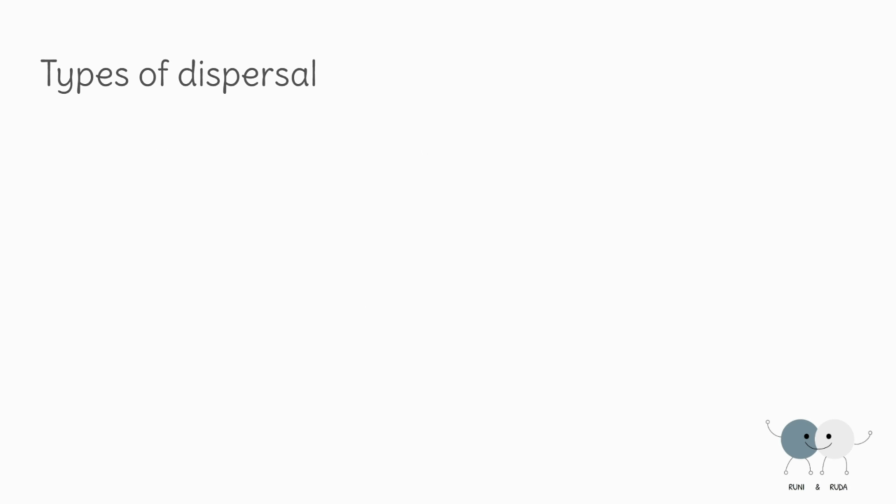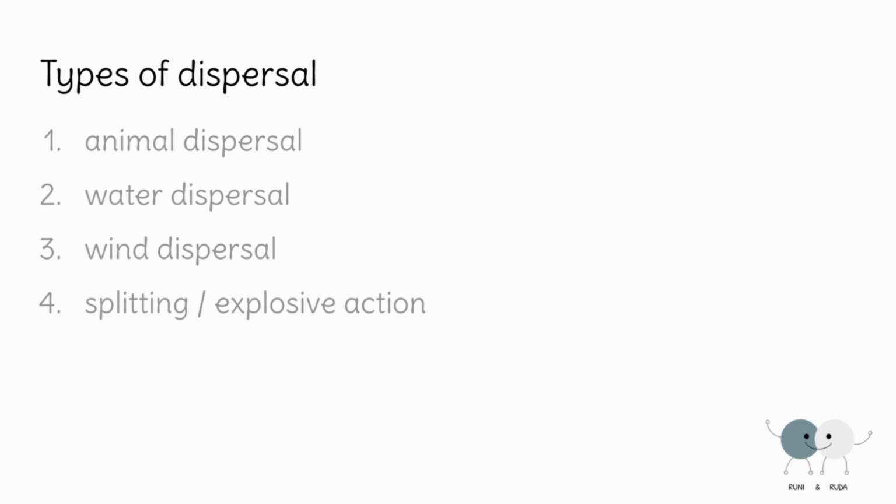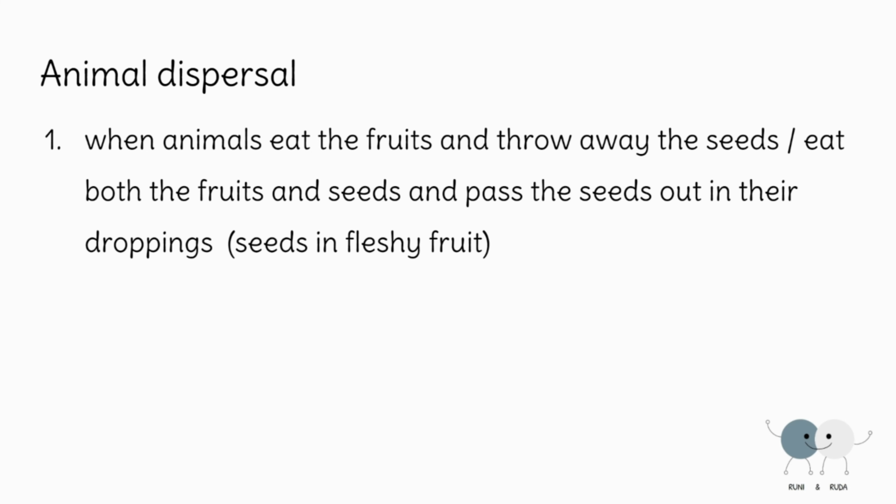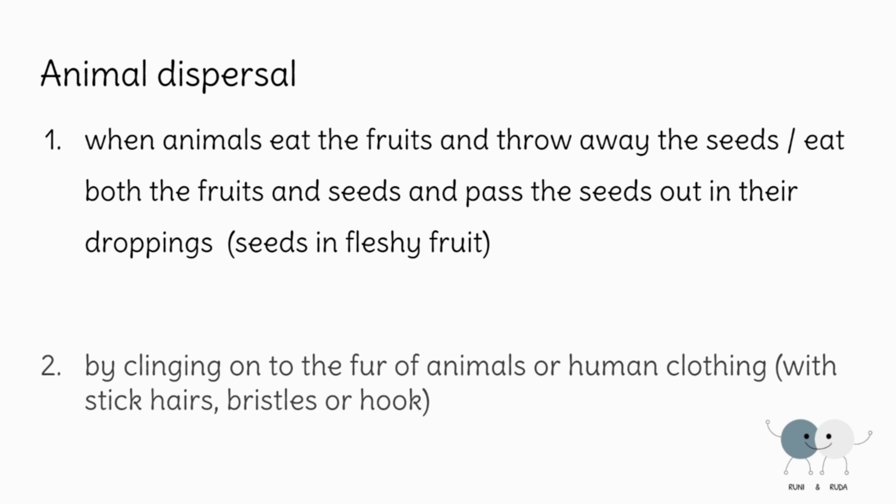There are 4 different types of dispersal: animal dispersal, water dispersal, wind dispersal, and splitting and explosive action. Animal dispersal happens when animals eat the fruits and throw away the seeds, or eat both the fruits and seeds and pass the seeds out of their droppings. This usually happens for seeds found in fleshy fruits.